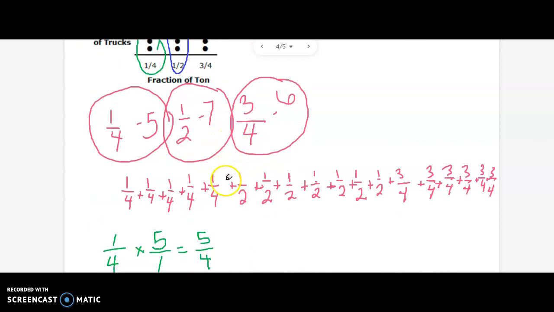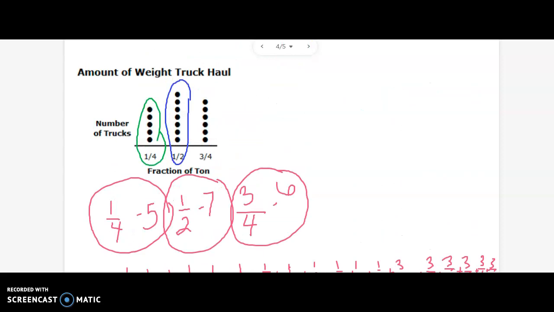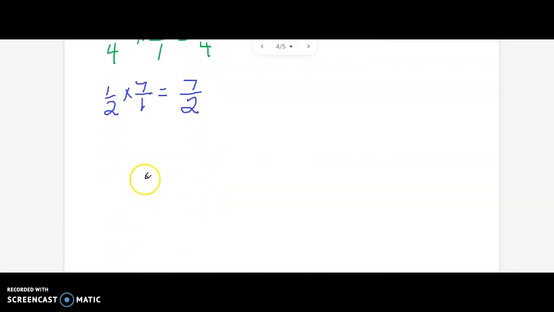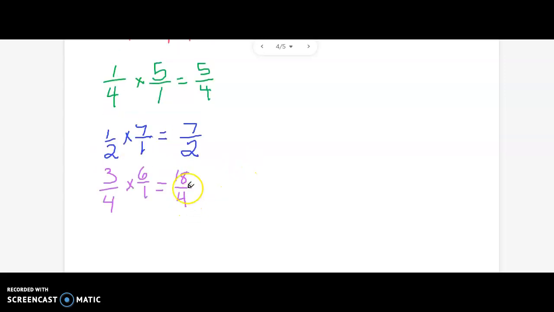Okay, 7/2 tons. Now I'm going to find the value of this one. How much are those trucks carrying? So that was 3/4, and there's 6 trucks, times 6, which is 6/1. And so 3 times 6 is, let's see, 6, 12, 18. Had to get my brain thinking. 18/4. Okay, again, that's an improper fraction, but I'm not done yet, so I'm not going to mess with it. All right.